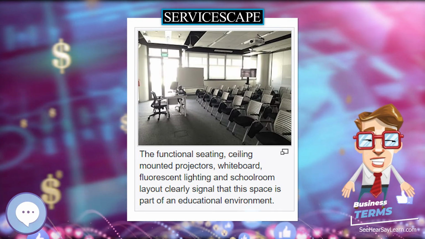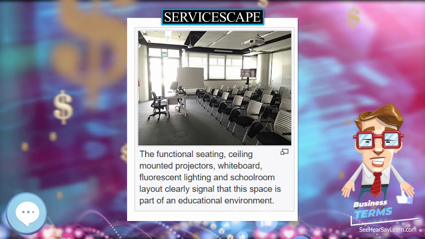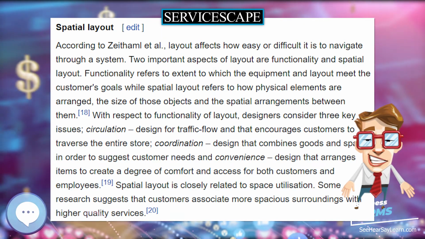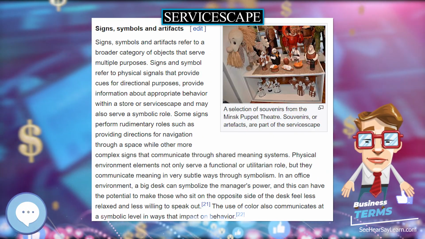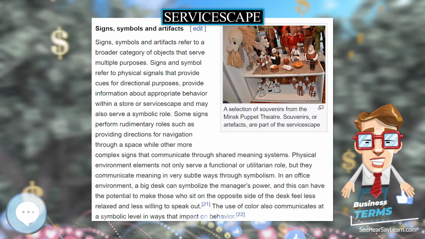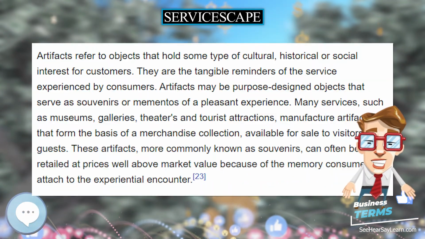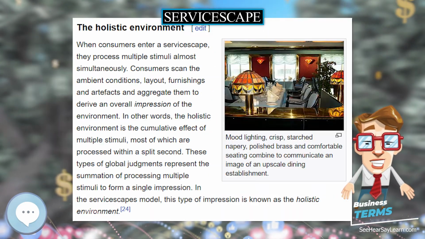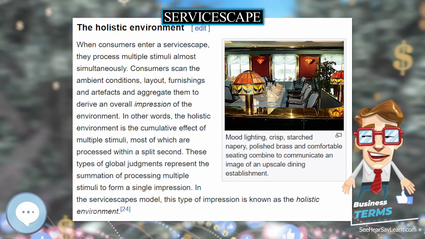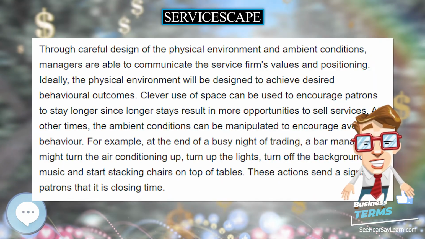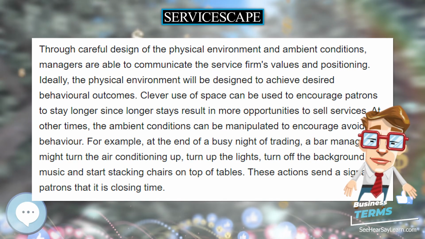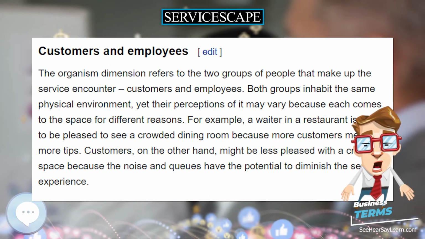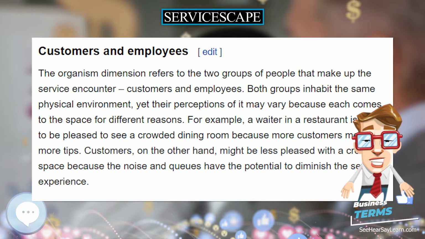Customers and employees. The organism dimension refers to the two groups of people that make up the service encounter, customers and employees. Both groups inhabit the same physical environment, yet their perceptions of it may vary because each comes to the space for different reasons. For example, a waiter in a restaurant is likely to be pleased to see a crowded dining room because more customers means more tips. Customers, on the other hand, might be less pleased with a crowded space because the noise and cues have the potential to diminish the service experience.